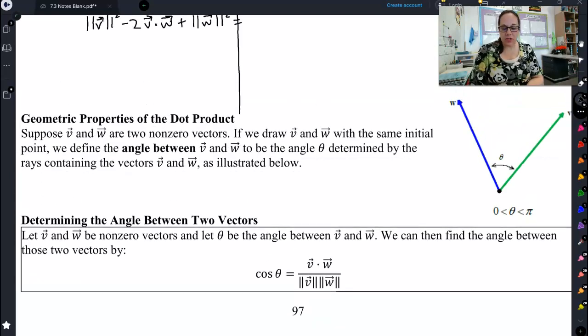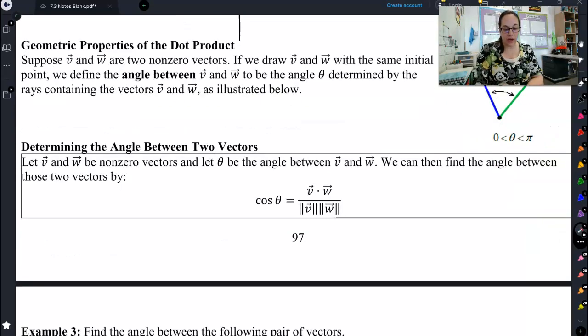Let's say I have two vectors right here, v and w, and I want to find the angle between those two vectors. I can actually do that using this equation right here. Cosine of theta, theta being the angle between the two vectors, equals the dot product of those two vectors divided by their magnitudes multiplied together. And then at this point, it's pretty easy to solve for theta. I just have to do arc cosine of both sides, and that would get theta by itself.